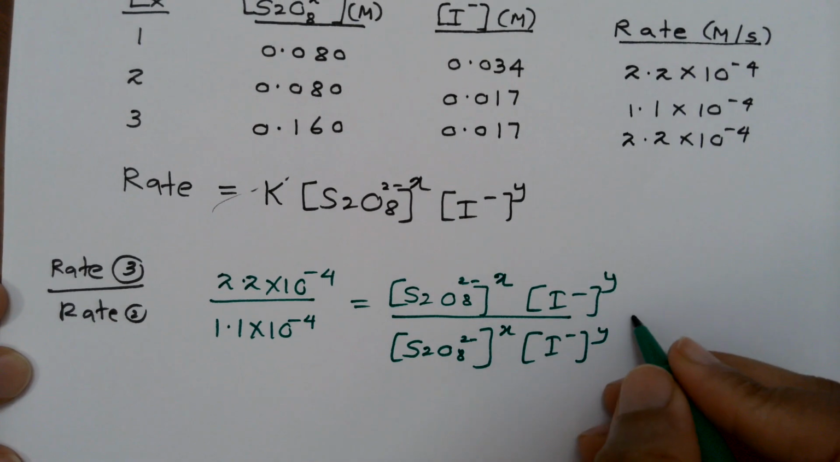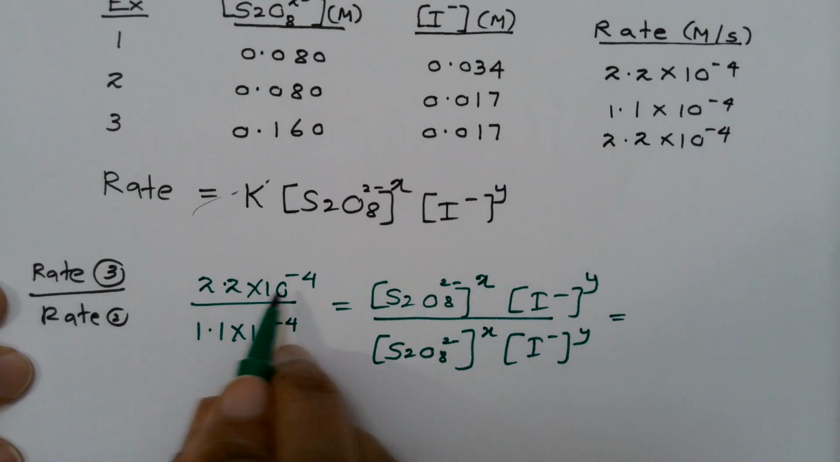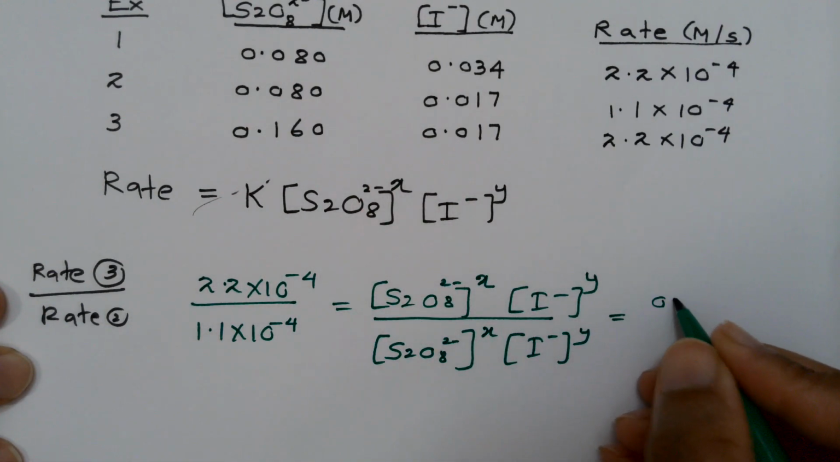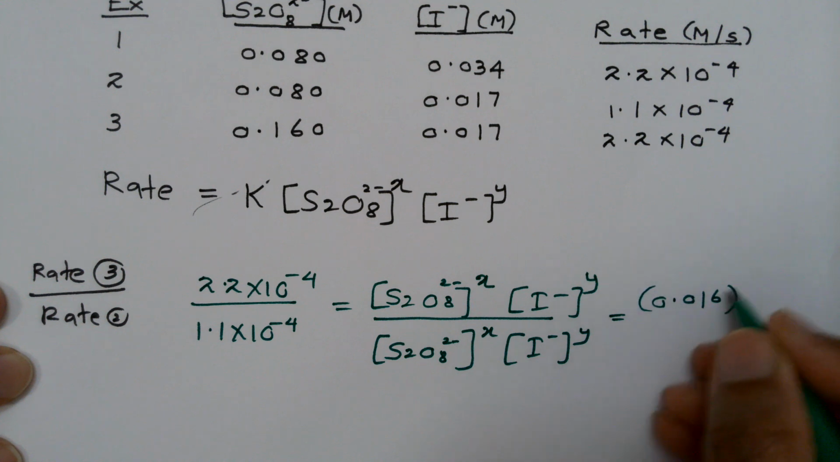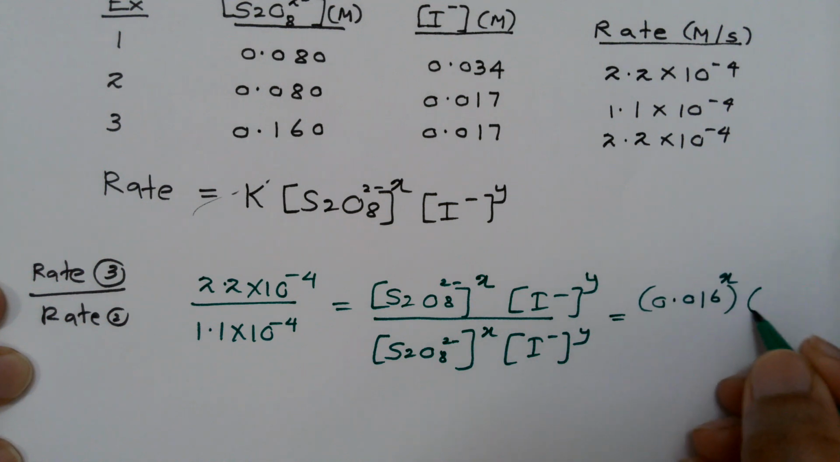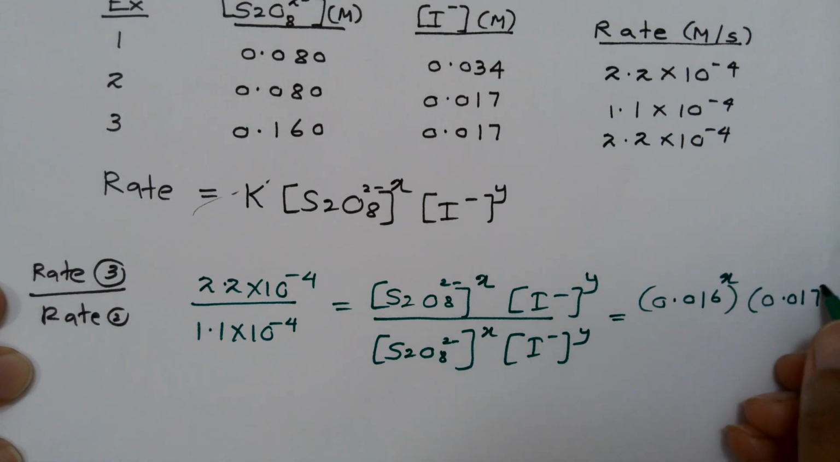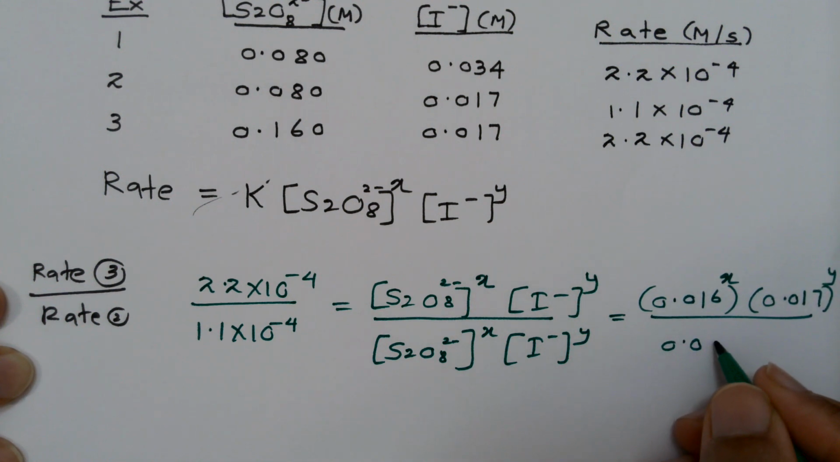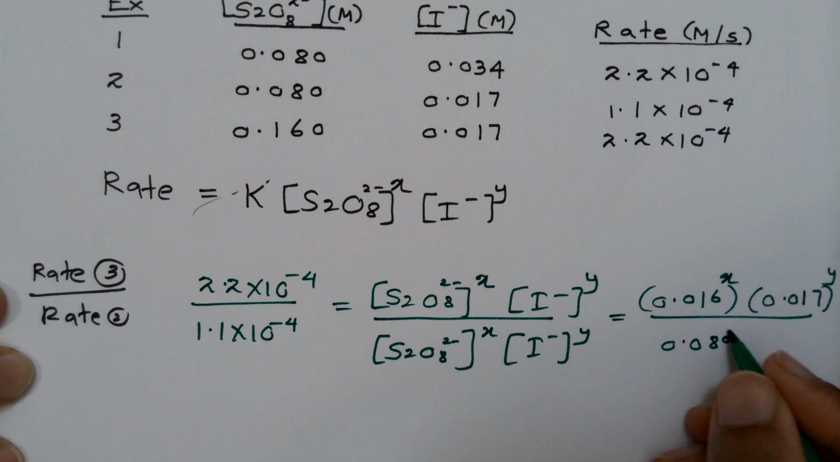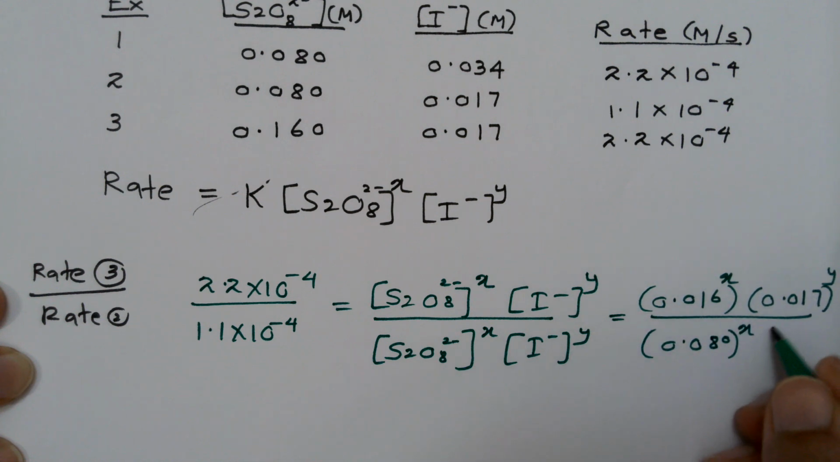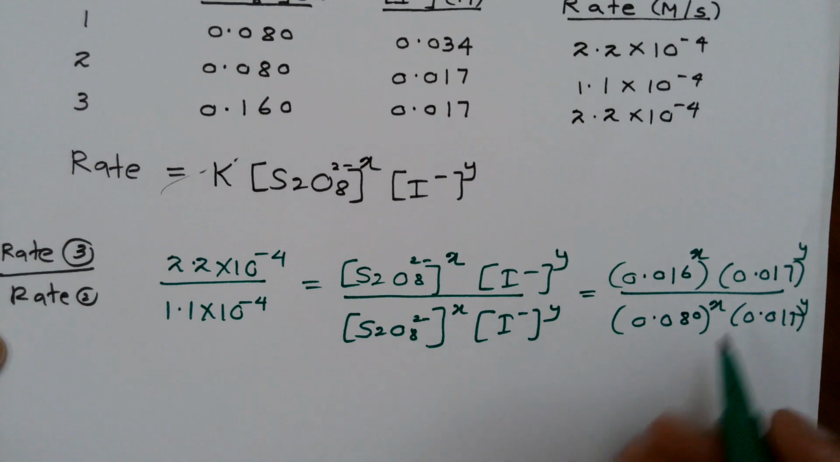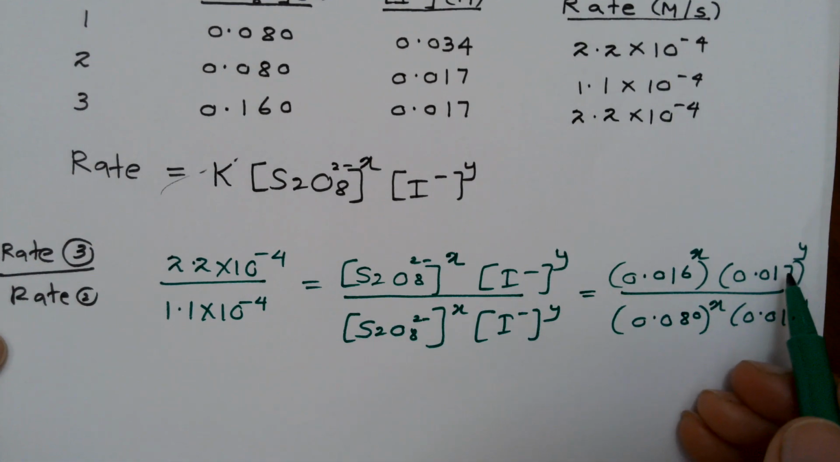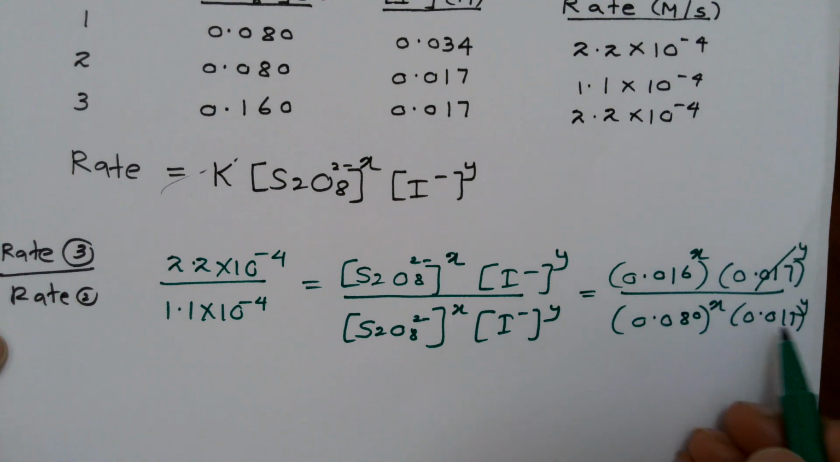And we can substitute the values. S2O8 for this third step is 0.016 to the power x, and 0.017 to the power y, divided by 0.080 to the power x, and this is 0.017 to the power y. Now you can see it's the same thing raised to the power of y, so we can cancel.